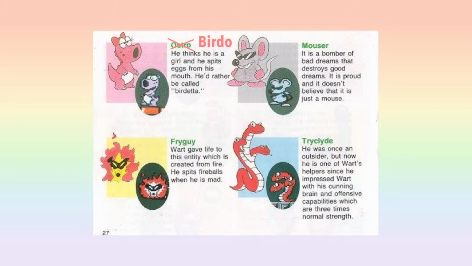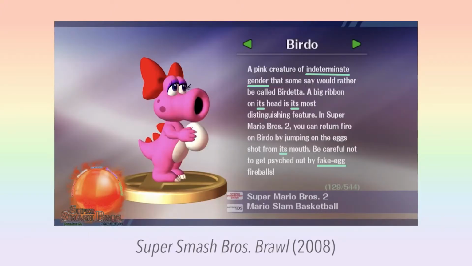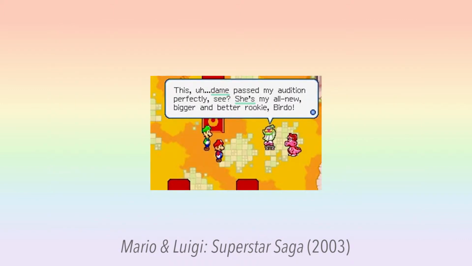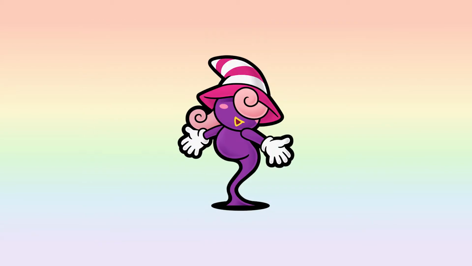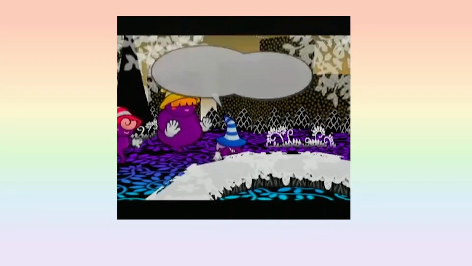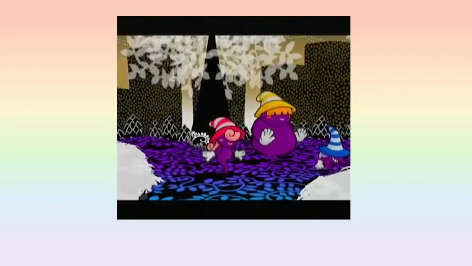Obviously, this was not the best way to explain Birdo's identity, but the intent is pretty clear. In more recent games, Birdo is sometimes said to be of indeterminate gender, but is usually just referred to as female. Birdo isn't the only trans character in the Mario series. In the original Japanese version of Paper Mario: The Thousand-Year Door, Vivian is canonically a trans girl. She consistently uses female pronouns for herself, although other characters do not.